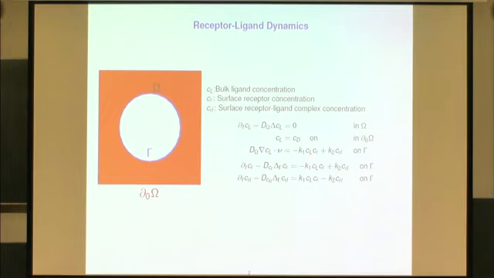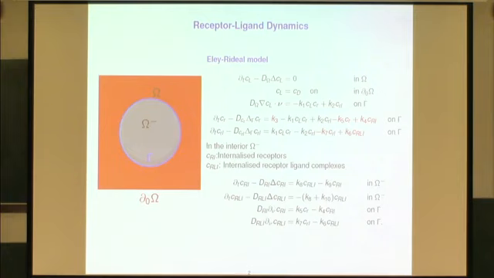So you have loss of bulk ligands as they form these receptor-ligand complexes, and you pick up bulk ligands as the receptor-ligand complexes degrade to release a ligand back into the bulk. Coupled to this PDE in omega, we have two PDEs on gamma, one for the concentration of surface receptors, which are assumed to be mobile on gamma, at least at the start of this talk. Again, you'll lose receptors when they form receptor-ligand complexes, and you'll gain them when the receptor-ligand complexes break down. And you have a similar equation for the receptor-ligand complexes. This is a toy model.